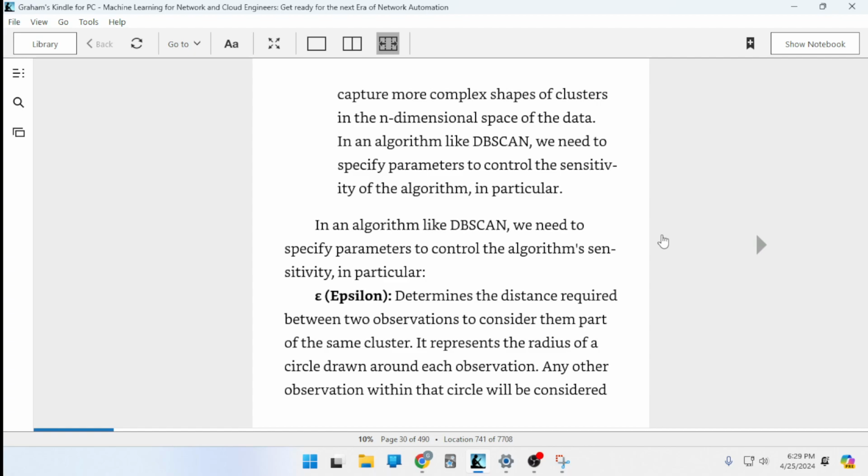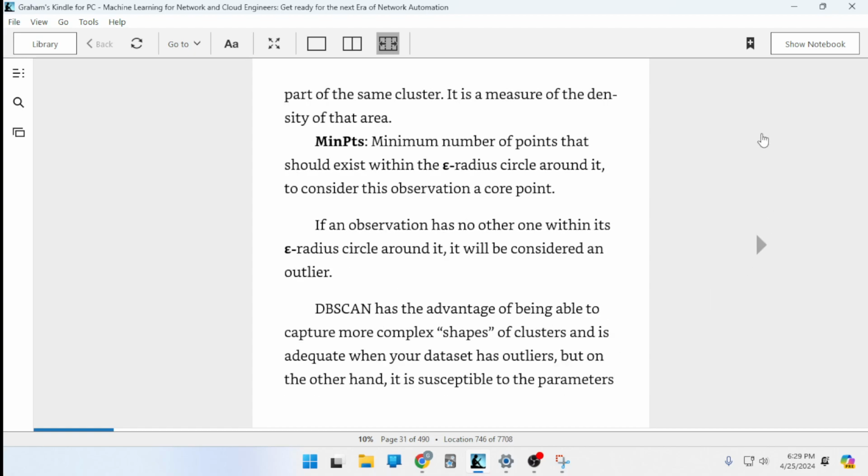It determines the distance required between two observations to consider them part of the same cluster. It represents the radius of a circle drawn around each observation. Any other observation within that circle will be considered part of the same cluster. It is a measure of the density of that area.